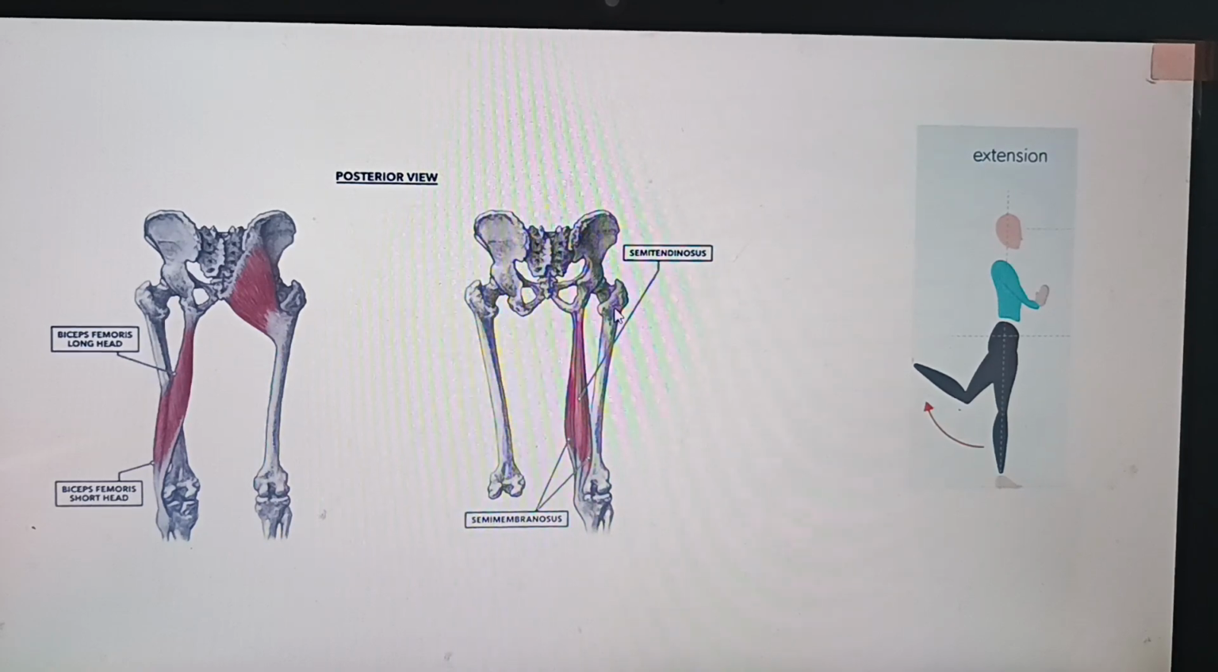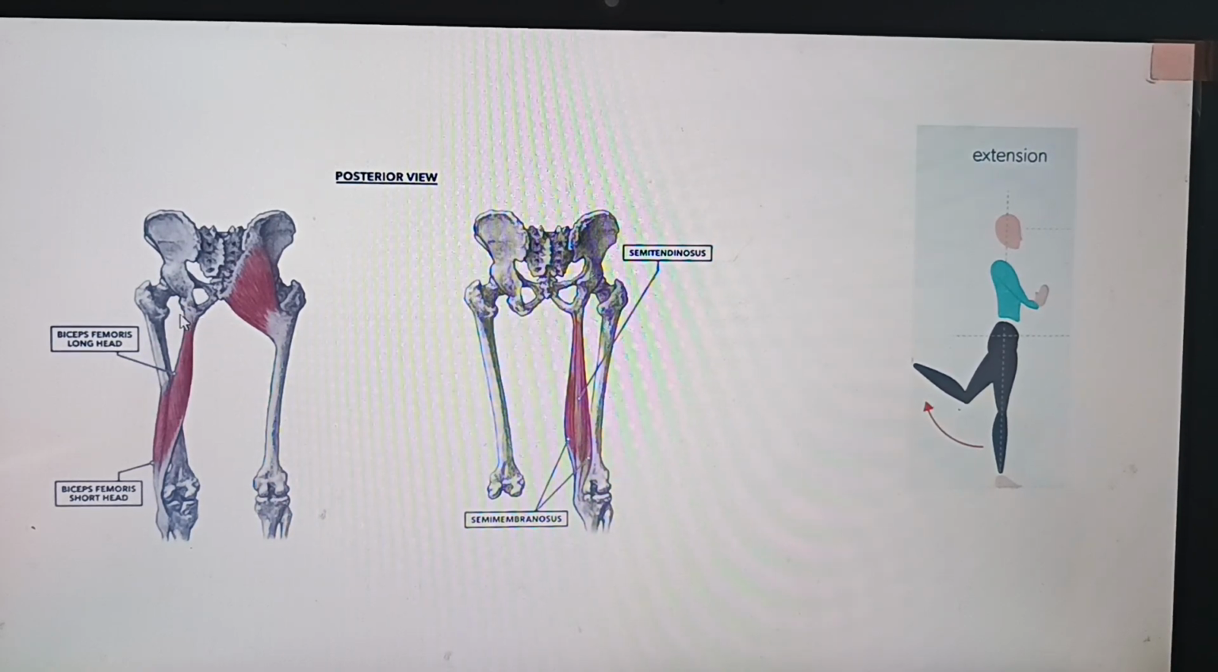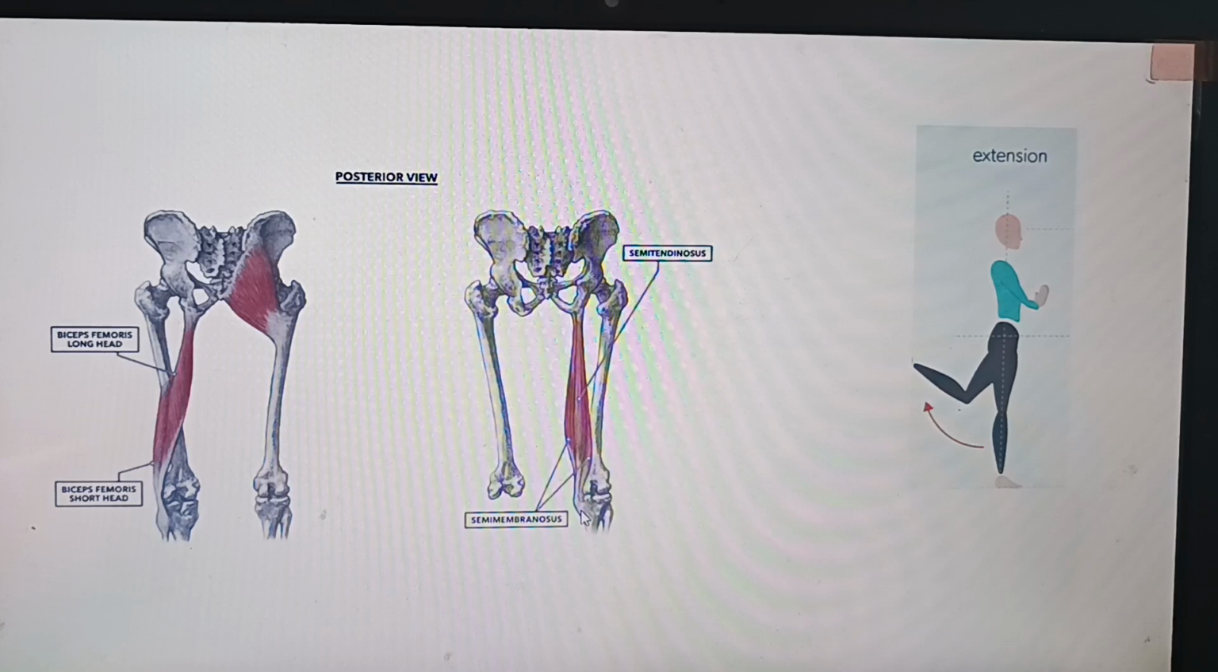One more group of muscles we will have to introduce now is the hamstring muscles. So this is the ischial tuberosity. You can see it here. That's the ischial tuberosity from which the hamstring muscles arise. It's a group of muscles which will come down and cross the hip joint. It will also cross the knee joint and get inserted to the proximal tibia.